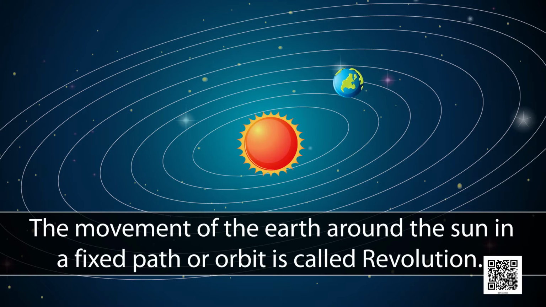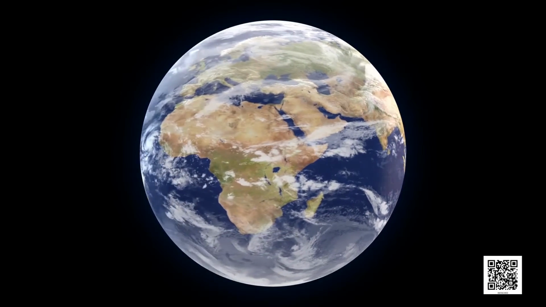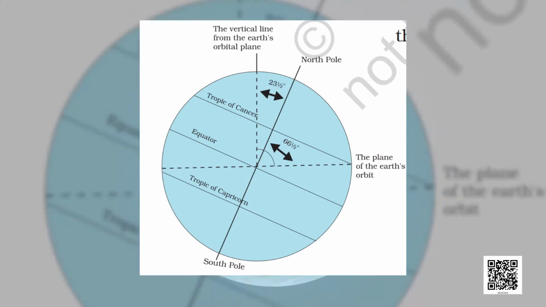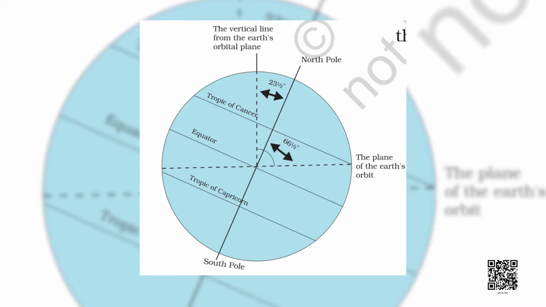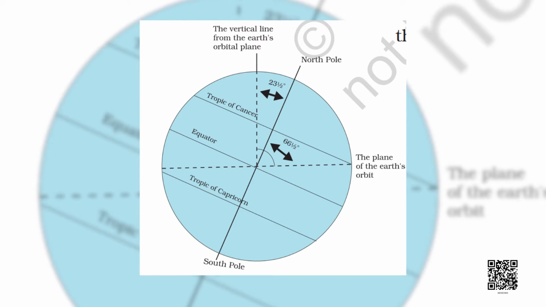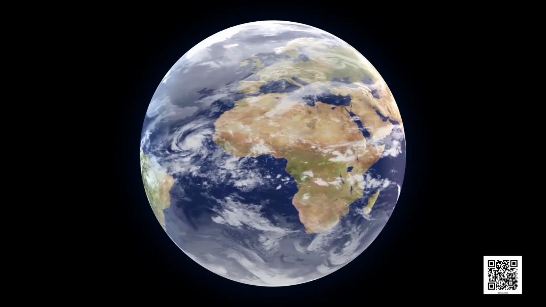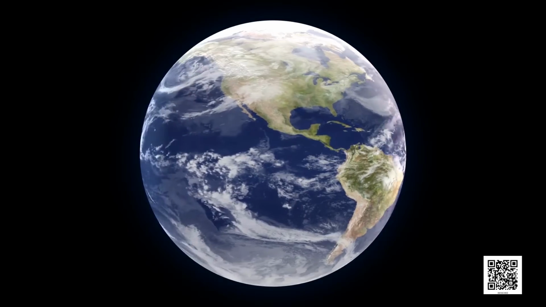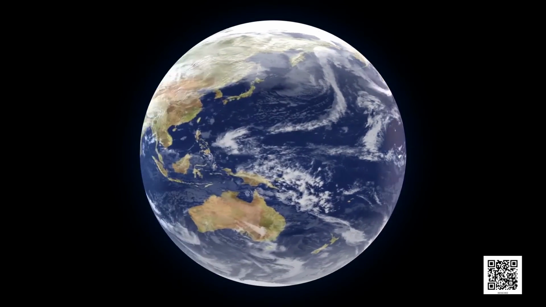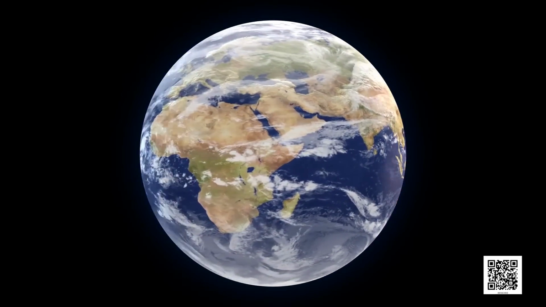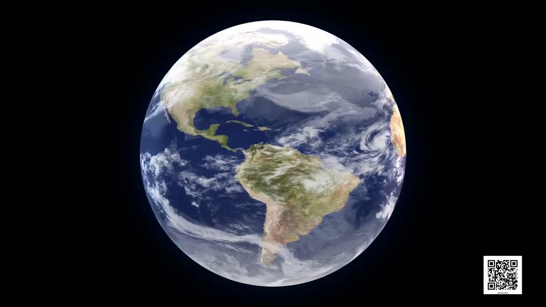Let's study the rotation of the Earth. The Earth rotates around an imaginary line that passes through its north and south pole. This imaginary line is its axis of rotation. Earth rotates from west to east. It takes 24 hours to complete one rotation.